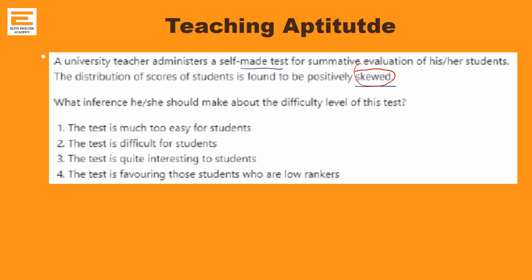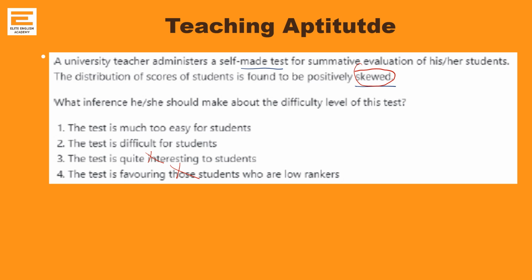The teacher should test: the test is much too easy for students, the test is difficult for students, the test is quite interesting to students, the test is favoring those students who are low rankers. Well, the last two options we can remove, because at university level there is no question of interesting level. Then favoring students, so there is no question of helping the very poor. If the student does not have any understanding, that person might not have come to the PG level or university level. So the option should be between the first and second.